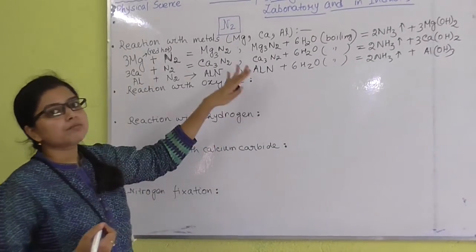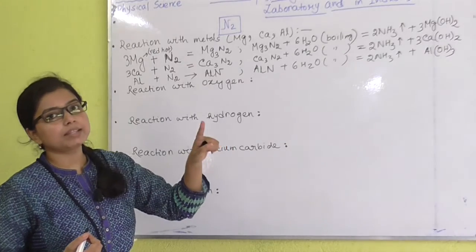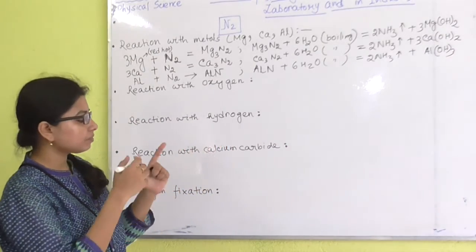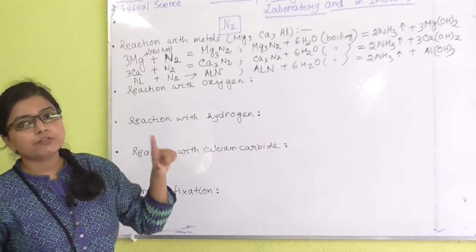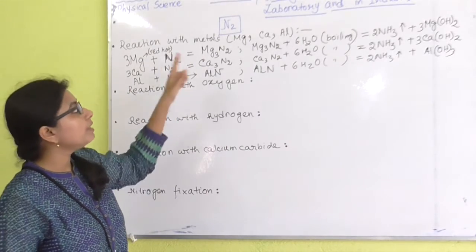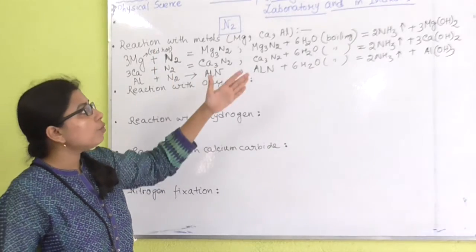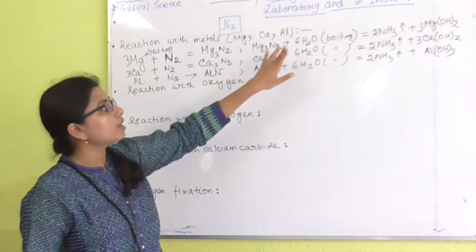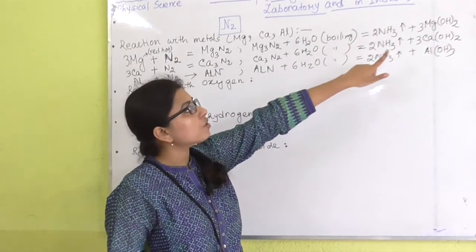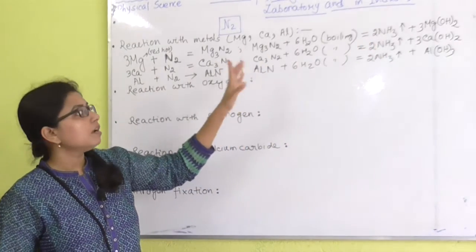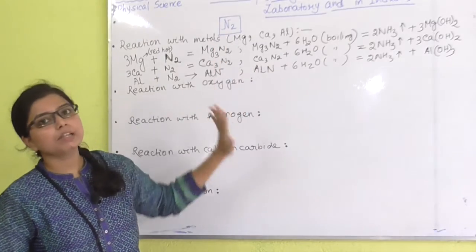In the reactions where I have not written the balanced equation, you have to write the balanced equation in your exam. Okay. So I am repeating again, if you pass the nitrogen gas over the red hot metal, you will get the nitride of the metal, and then if you add this metal nitride to the boiling water, you will get ammonia gas and the hydroxide of the corresponding metal. For magnesium, for calcium, for aluminium, the process will be the same.